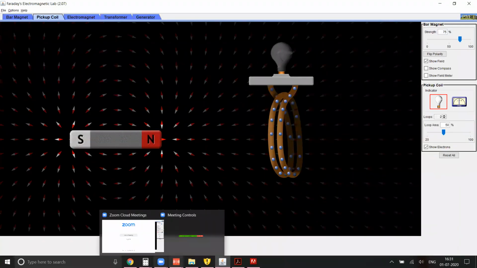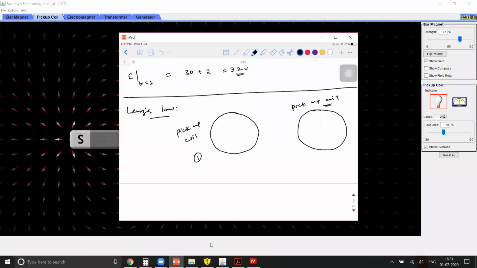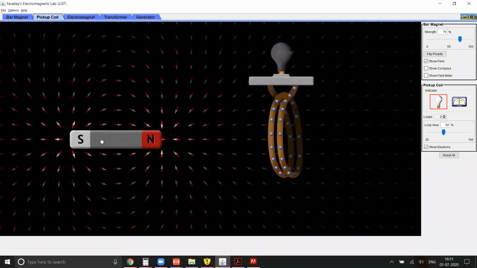Now I told you only one thing. What is it? The North pole, that is your nib, is moving towards the paper. Is the flux going to increase or decrease? Increase, right? So with respect to this experiment, if you observe, where are you?